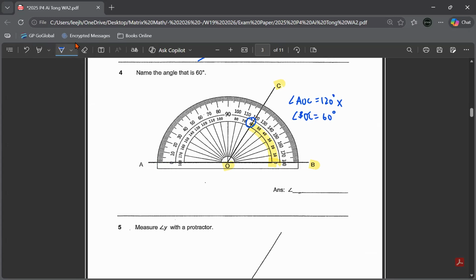Or some of you actually don't write BOC. Some of you write COB. Angle COB is also 60 degrees. Whichever you want to write also can. So actually for me, I write COB. I read from the top to bottom. Okay.